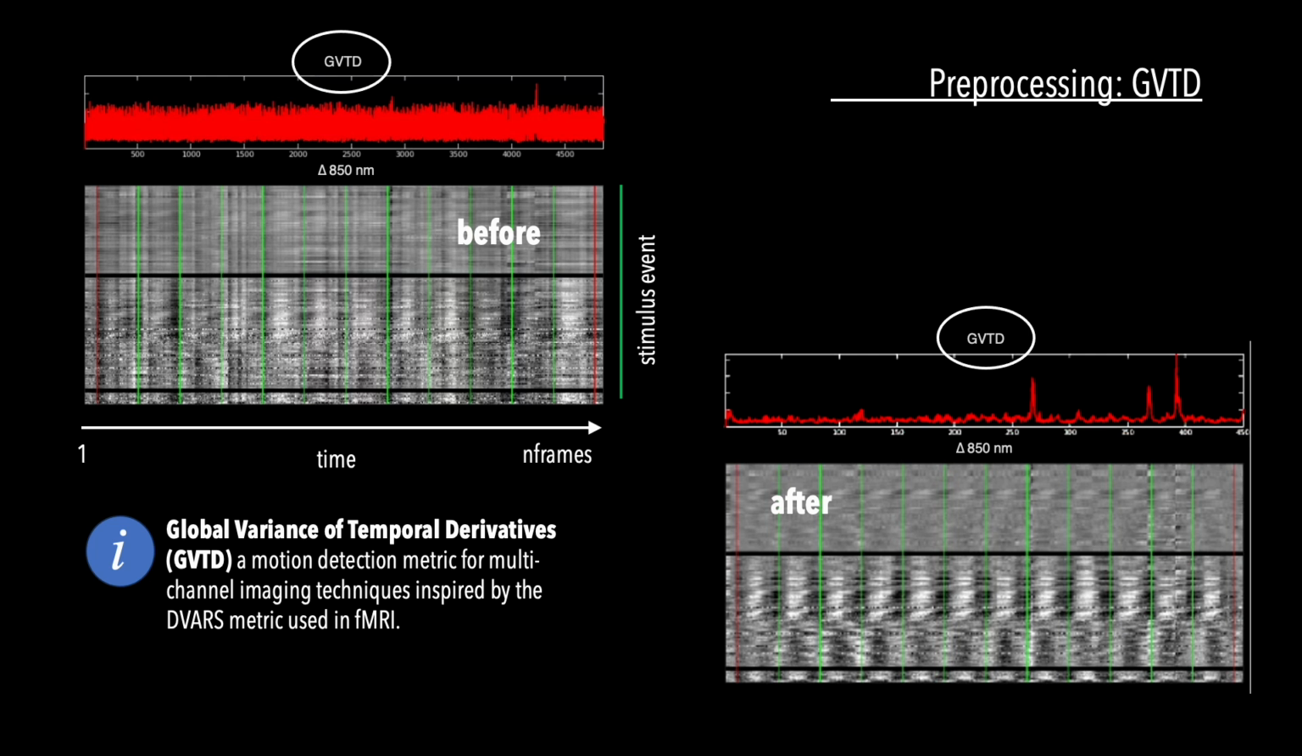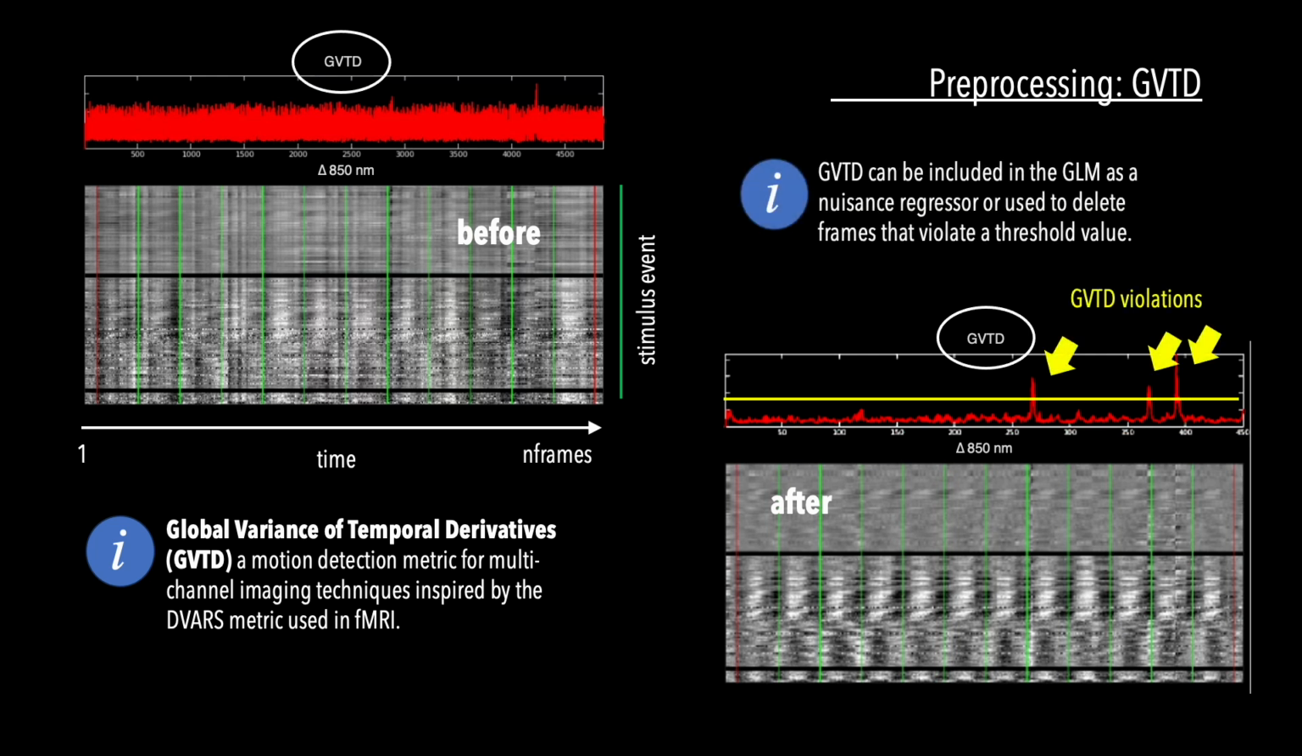GVTD can be used for supplemental data denoising. A threshold can be set, and frames violating the threshold deleted. Alternatively, the measure can be included as a nuisance regressor in subsequent statistical analysis to reduce the effect of these artifacts when fitting a model to the data.